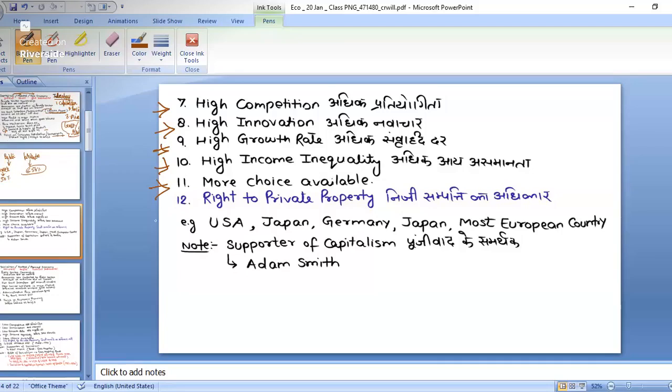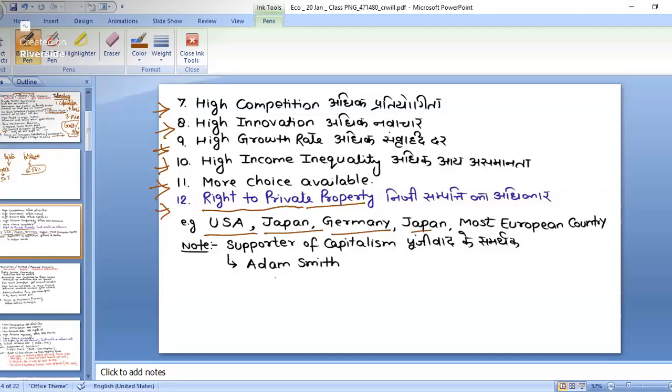Then here we have the right to private property. So in the capitalist type of economy, we have the right to private property. What are some examples? We have USA, Japan, Germany, and most European countries under this particular type of economy. So that is the capitalist type of economy.